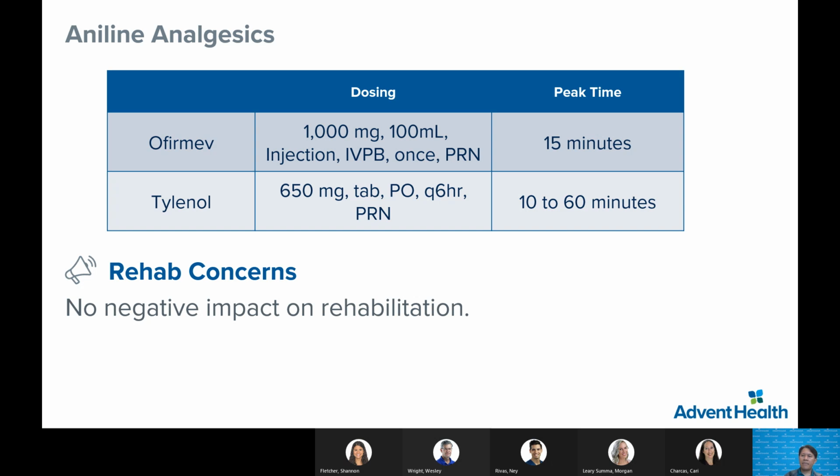There's no negative impact on rehabilitation because this medication doesn't result in any orthostatic hypotension or any adverse reaction that would impede mobilization. It allows the benefit of pain relief for many physical rehabilitation patients without the loss of attentiveness and concentration.